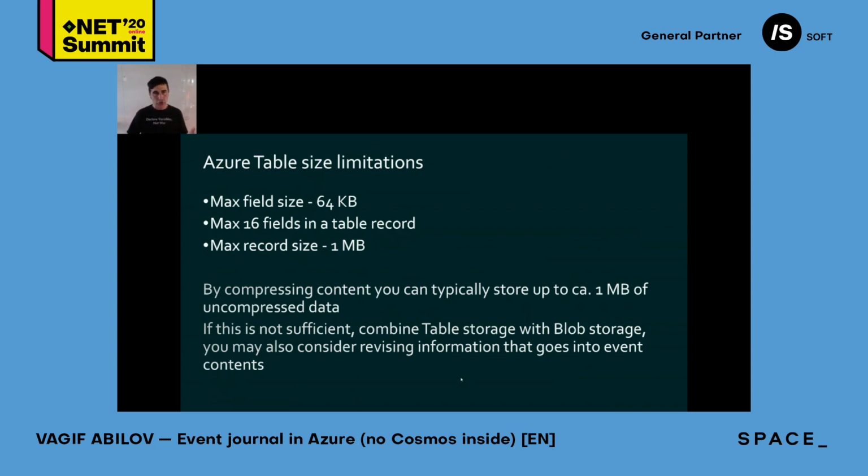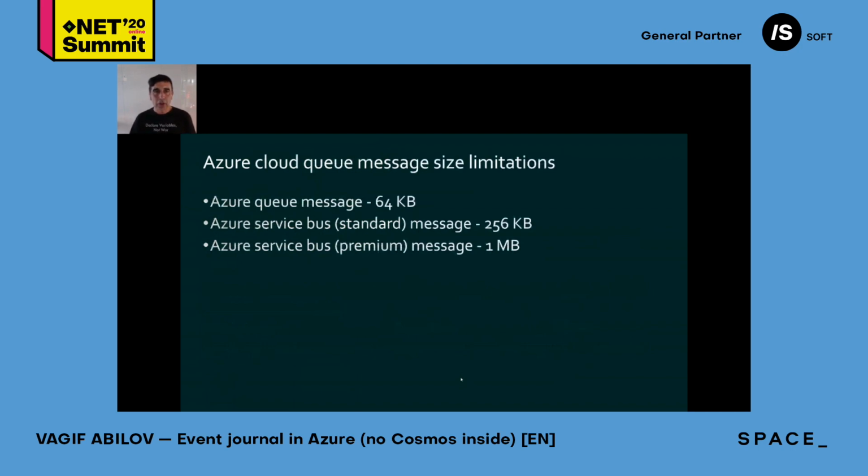If you want to store your data asynchronously, then you can use Azure Cloud Queue Messages. Queue Message also has a restriction of 64K. And if it's not sufficient, you can use Service Bus Standard Message, which is 256K, and Azure Service Bus Premium Message, which is up to 1 megabyte.